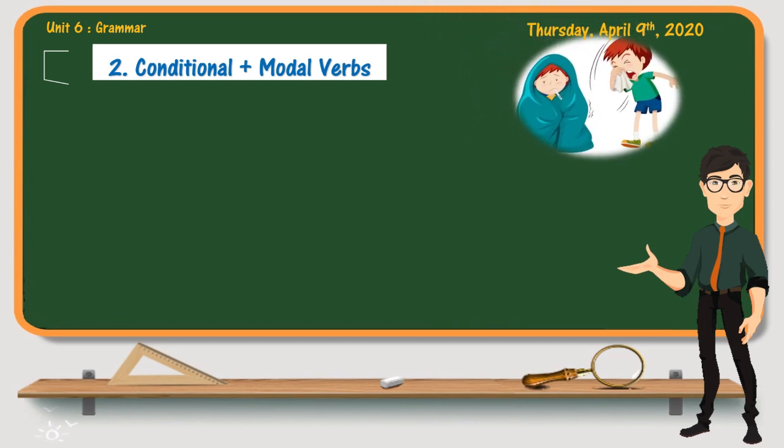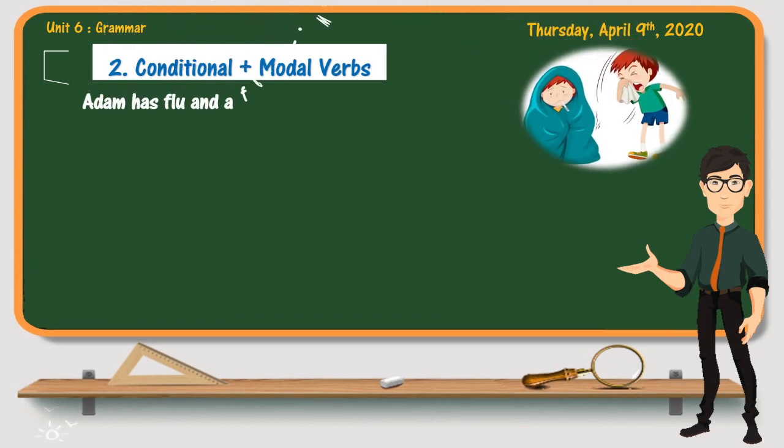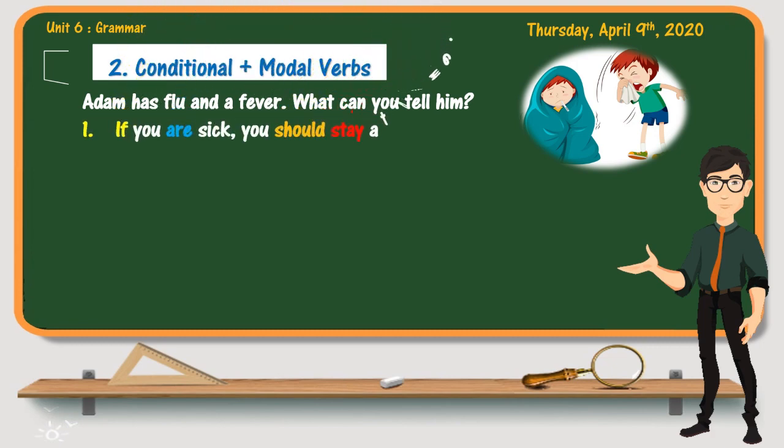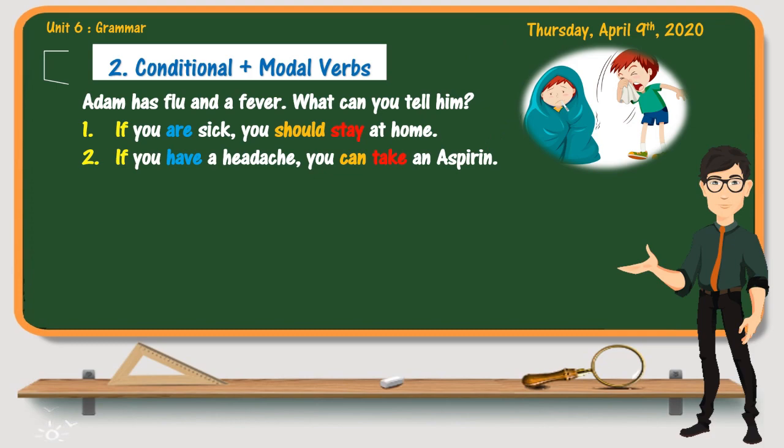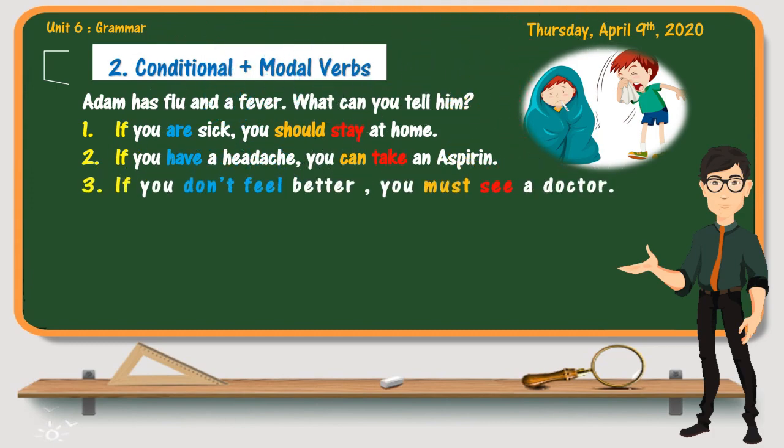Let us consider this example. Adam has flu and a fever. What can you tell him? A piece of advice is, if you are sick, you should stay at home, Adam. Number 2, if you have a headache, you can take an aspirin. Another example, if you don't feel better, you must see a doctor. So let's work on this example.